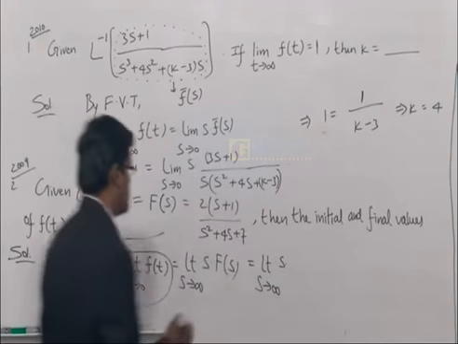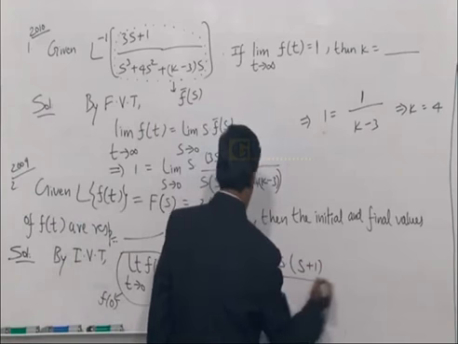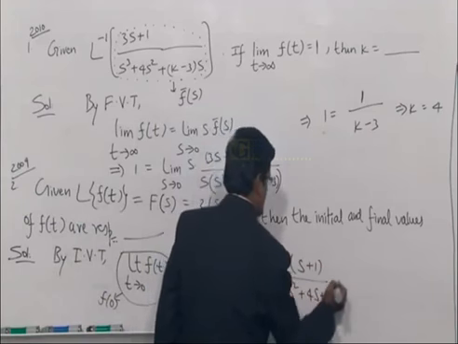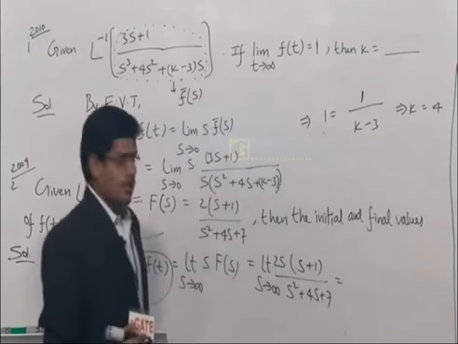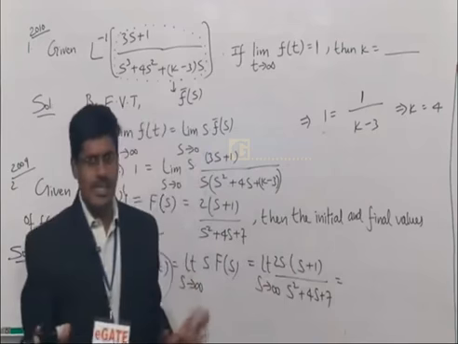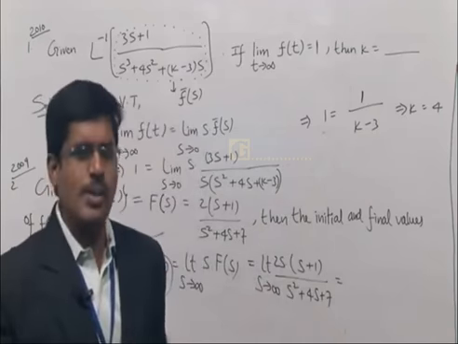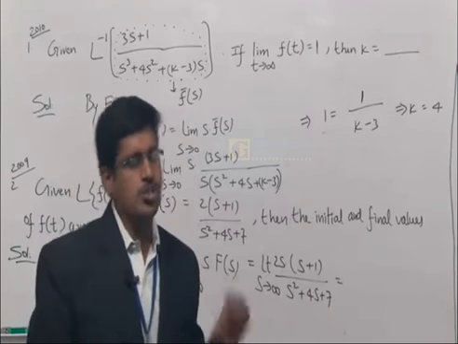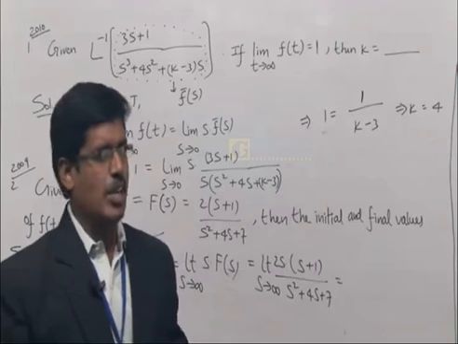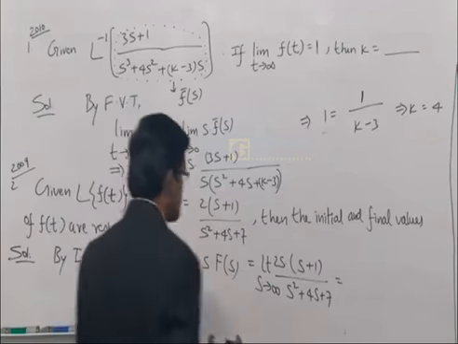What is the limit of s into f of s? 2 times s into s plus 1 divided by s square plus 4s plus 7. Here both are the same degree, so as s tends to infinity the answer is the constant, non-zero term. If the numerator degree is less than the denominator degree, then as s tends to infinity the limit goes to 0. If the numerator degree is greater than the denominator degree, then the limit as s tends to infinity goes to infinity. These are the 3 different shortcut methods.